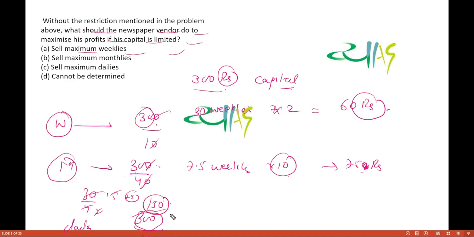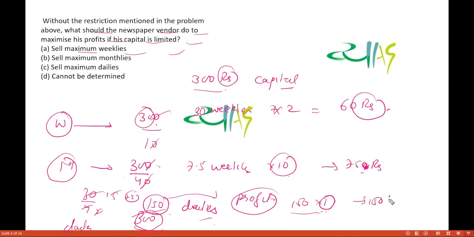I will be able to sell how many dailies? 150 dailies. Okay, 150 dailies I will be able to sell because my cost price is 2 rupees. So the profit that I am earning here is, on each one, how much profit? 1 rupee profit. So how much will I be able to earn? 150 rupees. Okay, 150 rupees.